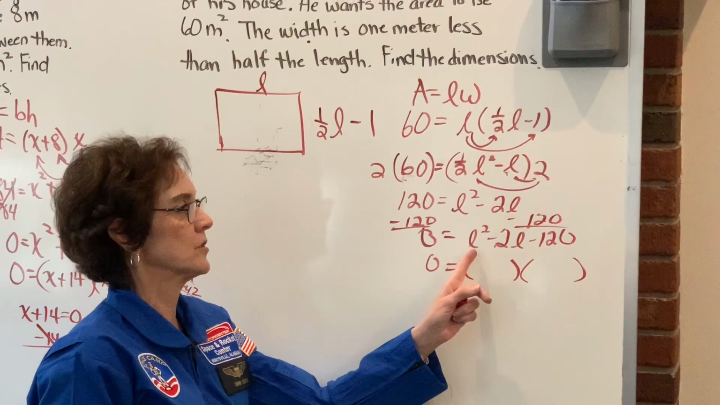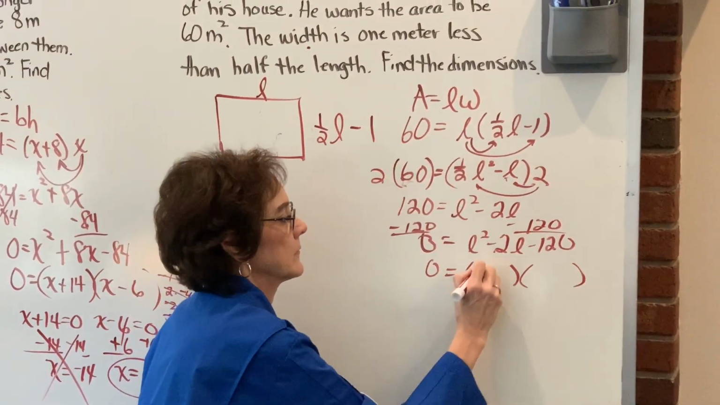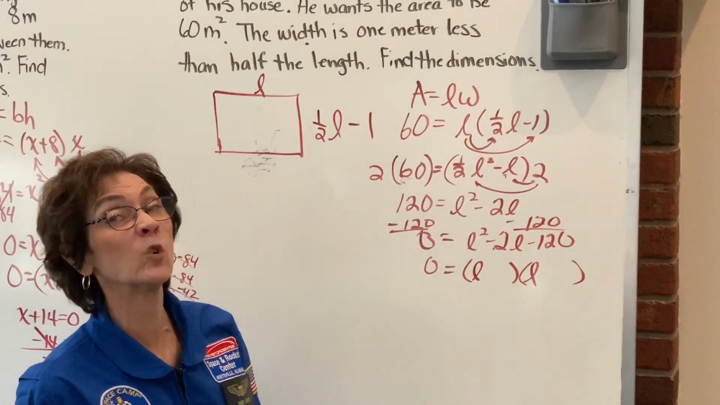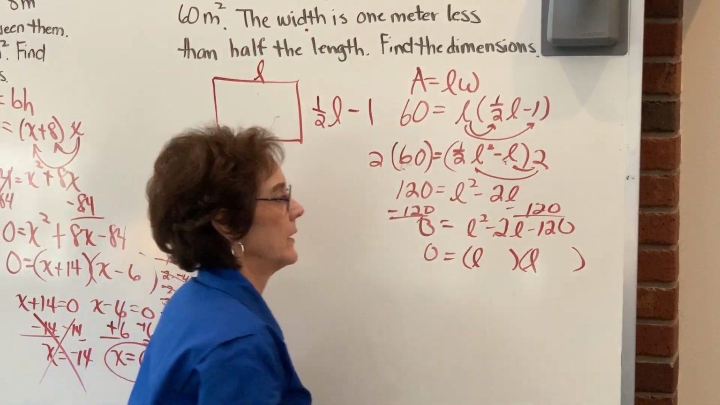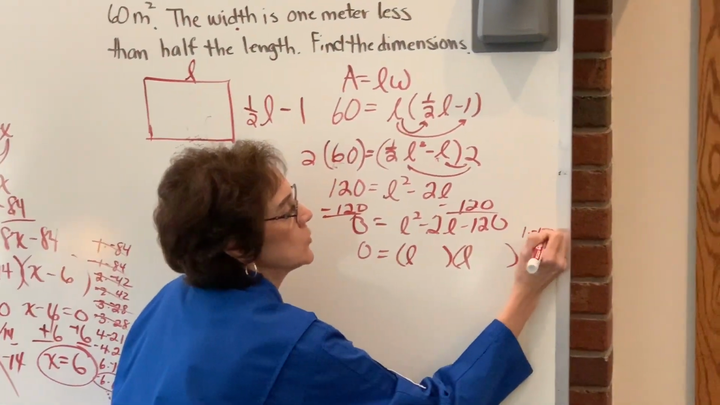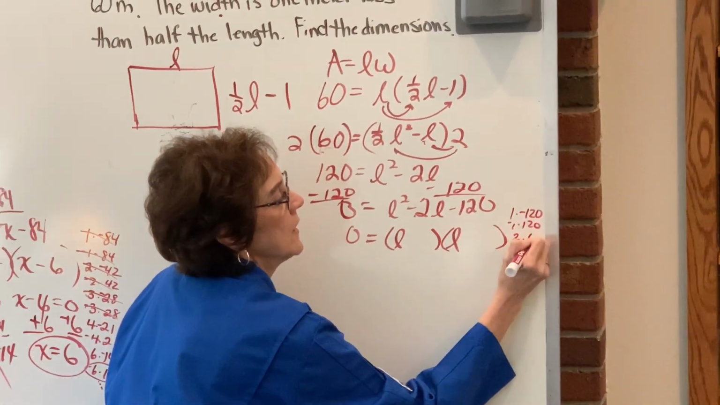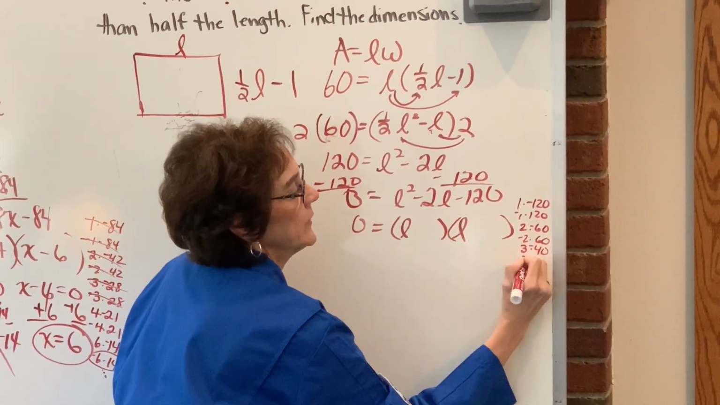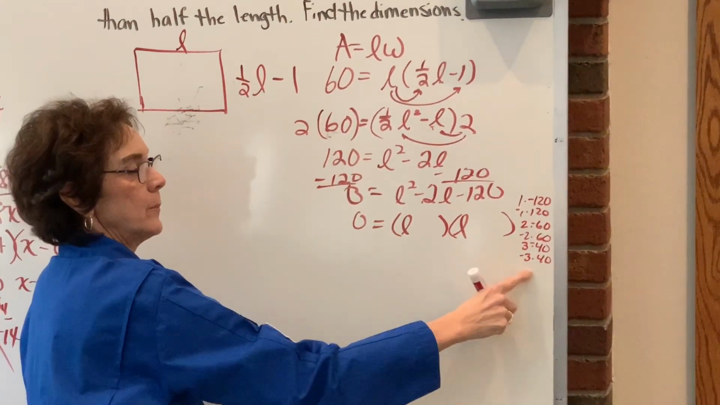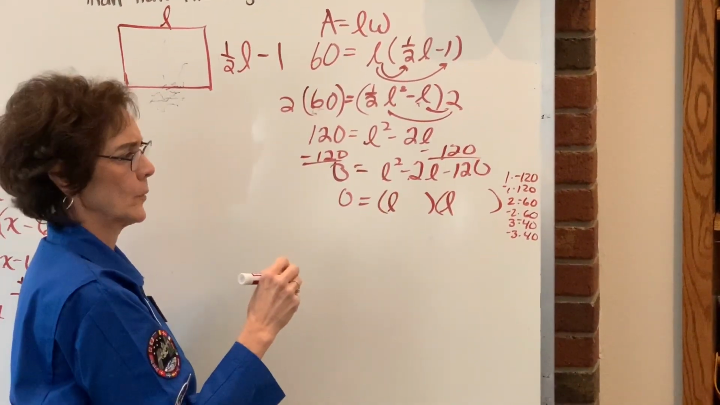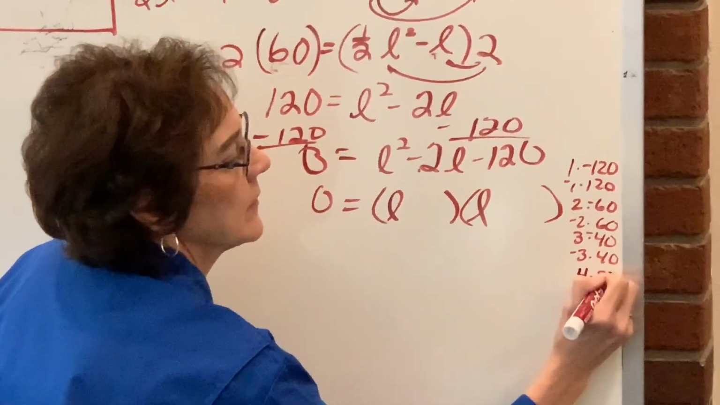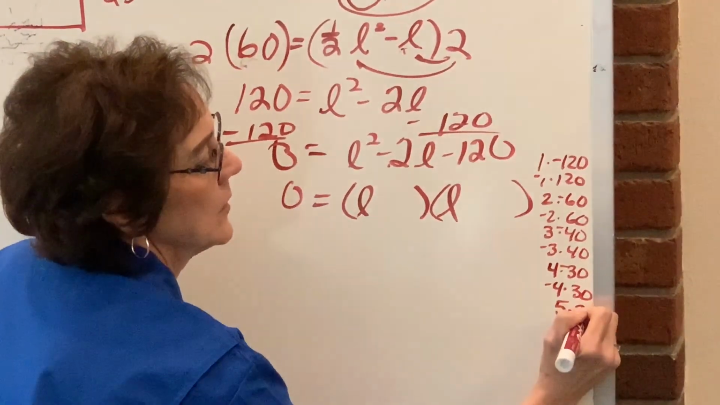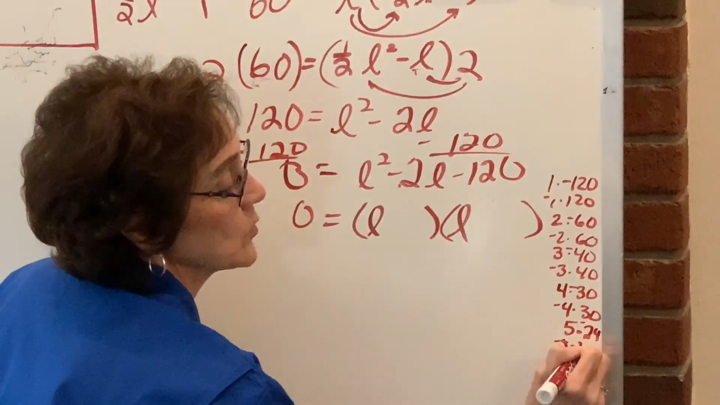We know first times first, it's got to be L times L, right? L times L is L squared. Now we've got to multiply to be a -120. Woo, that's a pretty big number. Let's think about it. We got 1 times -120, 2 times -60, or -2 times 60, 3 times -40, or -3 times 40. Is there any way to put those together to get a 2? No, so we have to keep going. 4 times -30, or -4 times 30. 5 times 24, negative, or -5 times 24.